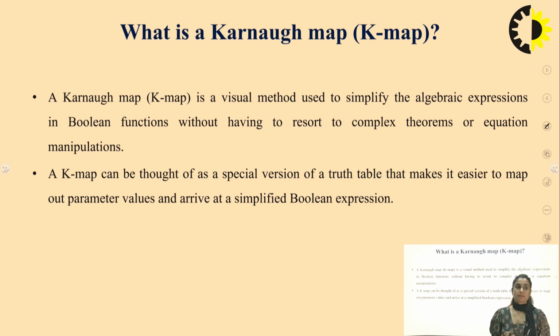A K-map can be thought of as a special version of a truth table. Like in a truth table, we represent in two-dimensional tabular form. Here we'll represent it in a form that will help us solve those expressions in fewer steps, and in less time than it takes to solve it using Boolean formulas and Boolean algebra laws.